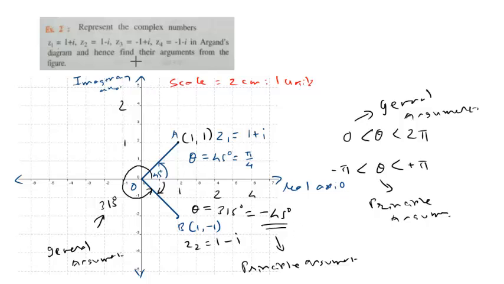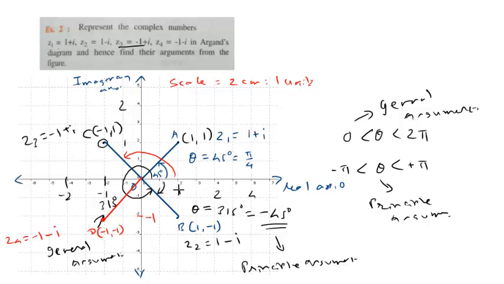Similarly, we can represent the other two complex numbers. So the same argument can be represented in two ways. One way is to represent the angle between 0 to 2 pi, that is 360 degree, and the other is minus pi to pi, that is minus 180 degree to plus 180 degree.